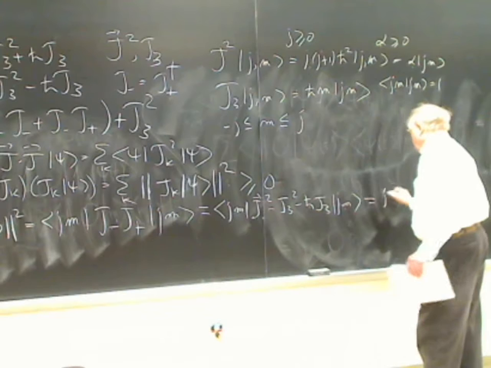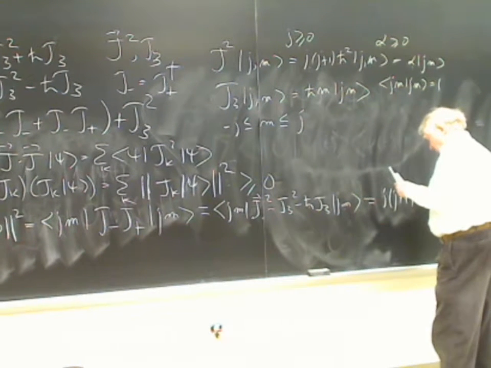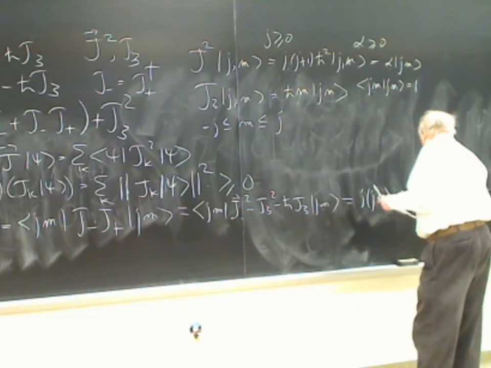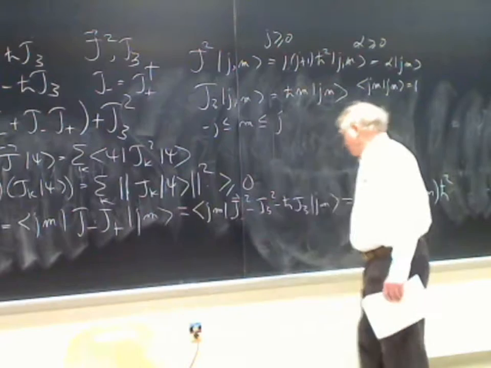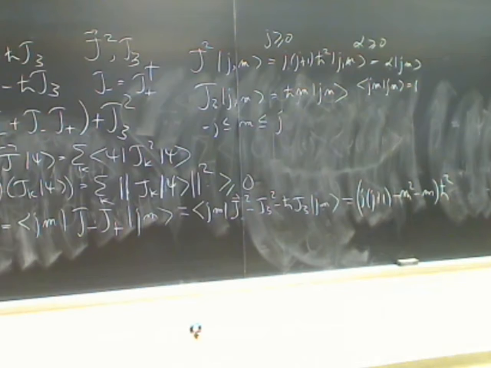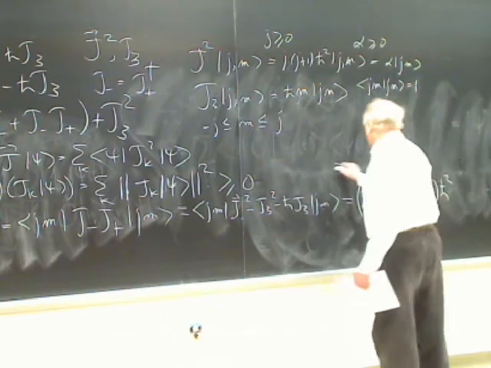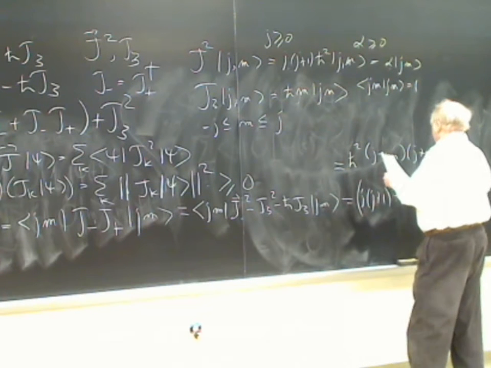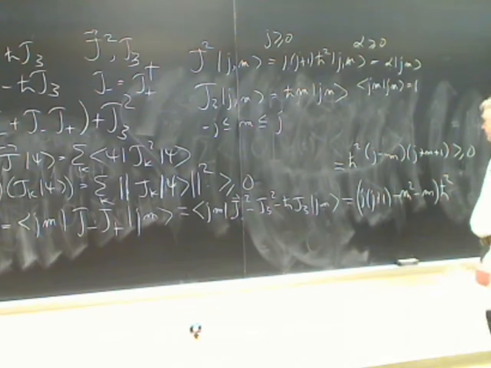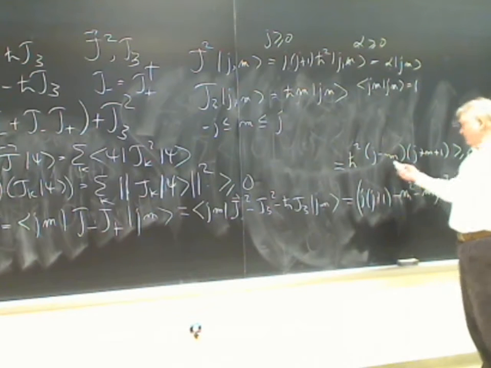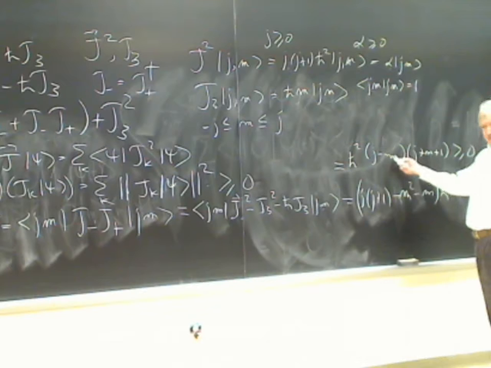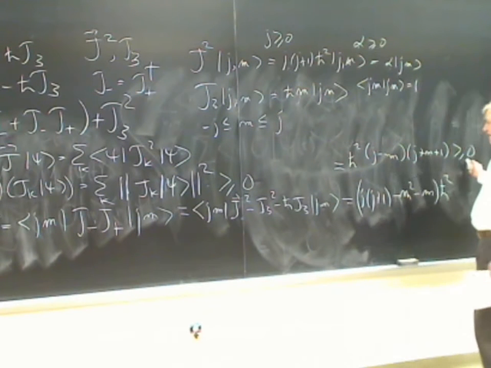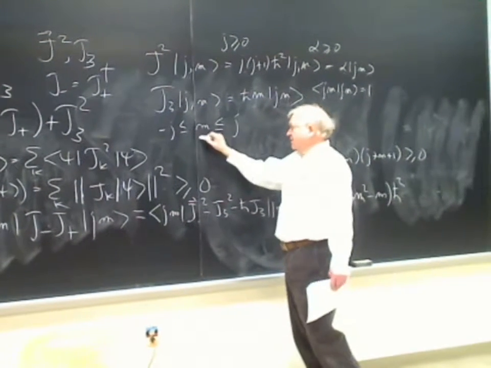So this thing is equal to J(J+1) minus M squared minus M times h bar squared. The J(J+1) comes from here, the M squared from here, and M from there. Now, this thing is actually equal to h bar squared (J minus M)(J plus M plus 1). And we know then that this is greater than or equal to 0. Well, if M were bigger than J, we know J is positive, so M would be positive and J plus M plus 1 would be positive. But if M were bigger than J, this term would be negative. But we know the thing is positive. So that tells us that M cannot be bigger than J. So we've proven this.